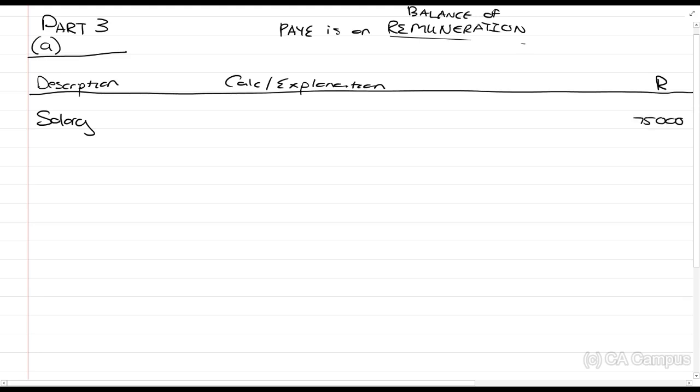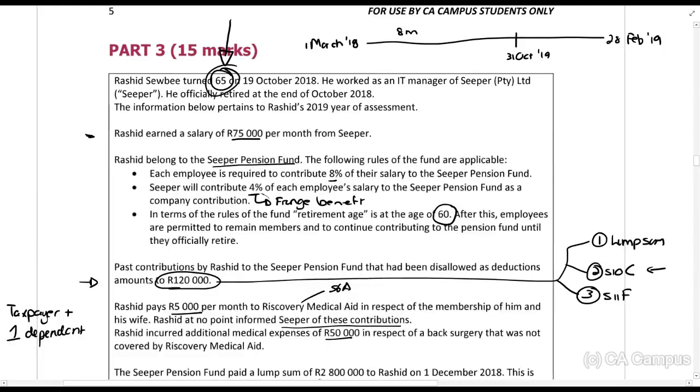I'm doing it on a per month basis. You can do it per year as well if you want, as long as it works out the same in the end. Okay, it's your option. I like to use it as the information is presented here. 75,000 rands. He has to contribute, so that's section 11F. He can claim that as a deduction still when calculating the balance of remuneration. But there's also a fringe benefit in here.